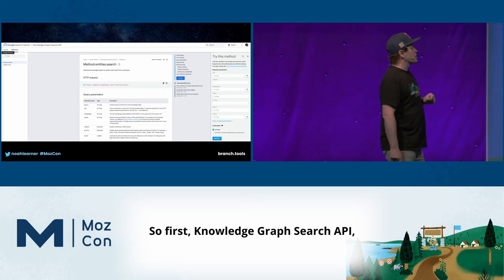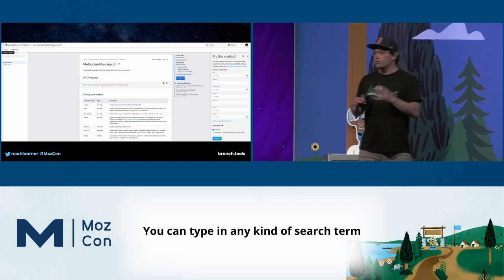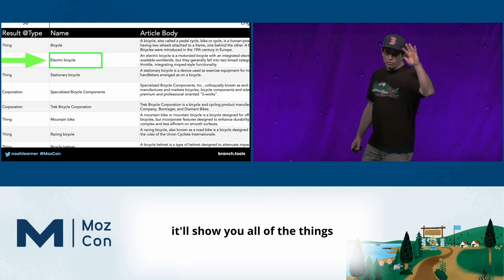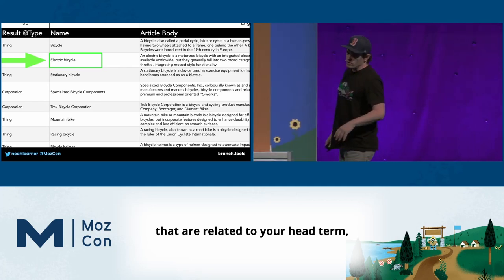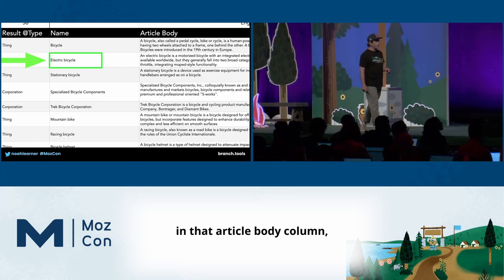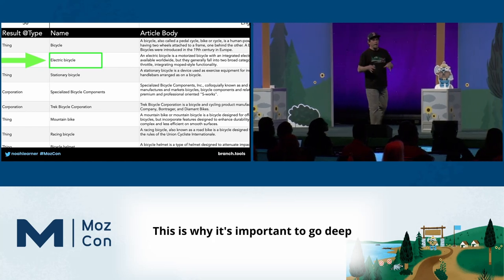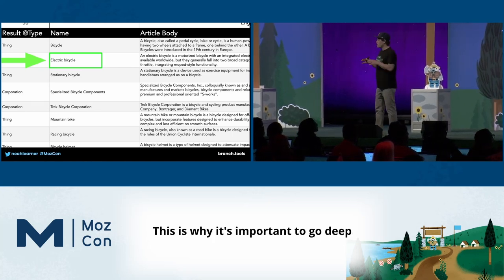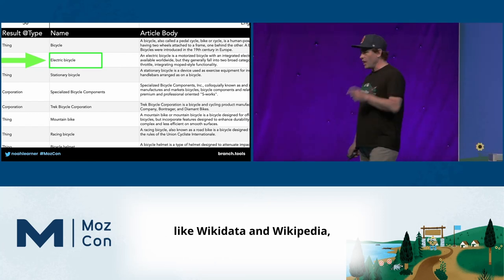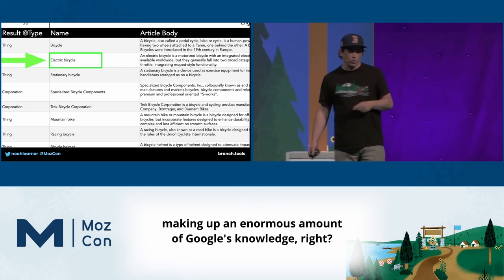Okay, so first, Knowledge Graph Search API. Super cool. You can type in any search term, and then Google will respond. The tool that I built will show you all of the things that are related to your head term. In this case, it was bicycle. Then it'll show you information in that article body column, and it'll also show you what the source of the data is. This is why it's important to go deep and look where your data is coming from, because you'll start to see things like Wikidata and Wikipedia making up an enormous amount of Google's knowledge, right?